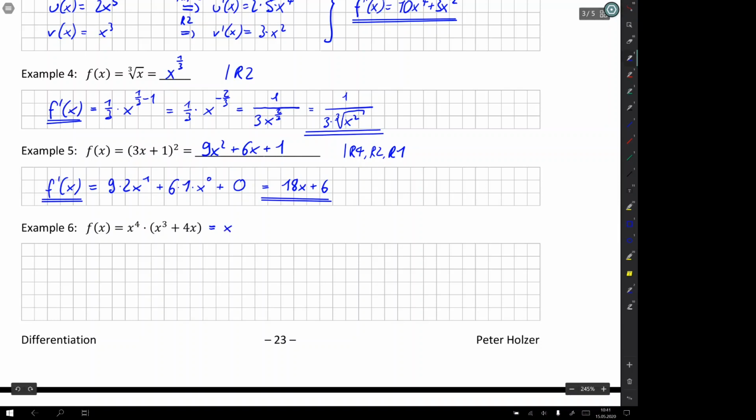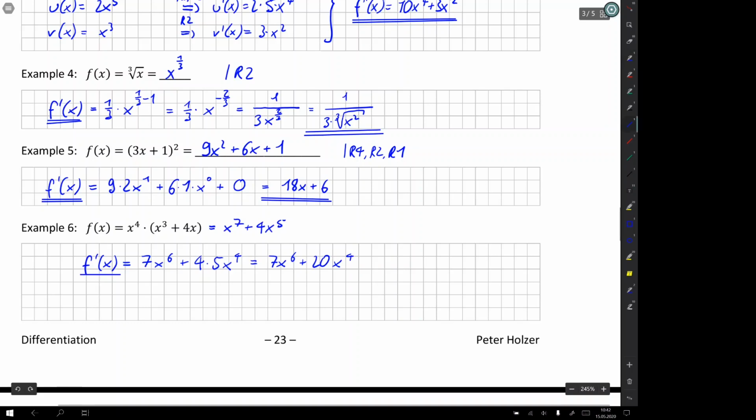So we get x to the power of 7 plus 4x to the power of 5. And now we can take that apart. Well, f dash of x is 7x to the power of 6 plus 4 times 5 times x to the power of 4. So we get 7x to the power of 6 plus 20x to the power of 4.